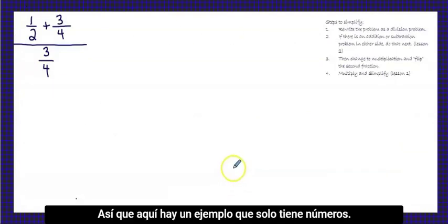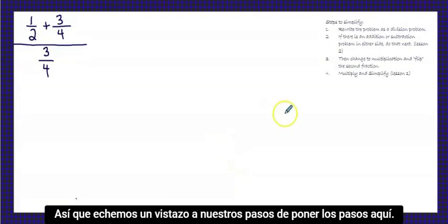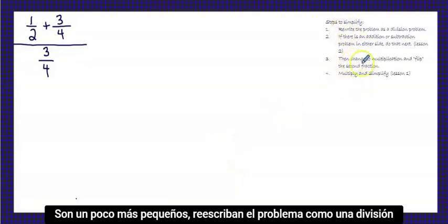So here's an example that just has numbers in it. There's no variables in this example, but I thought we would work through one like this first. So let's look at our steps. I've put the steps over here. They're a little bit smaller. Rewrite the problem as a division problem.